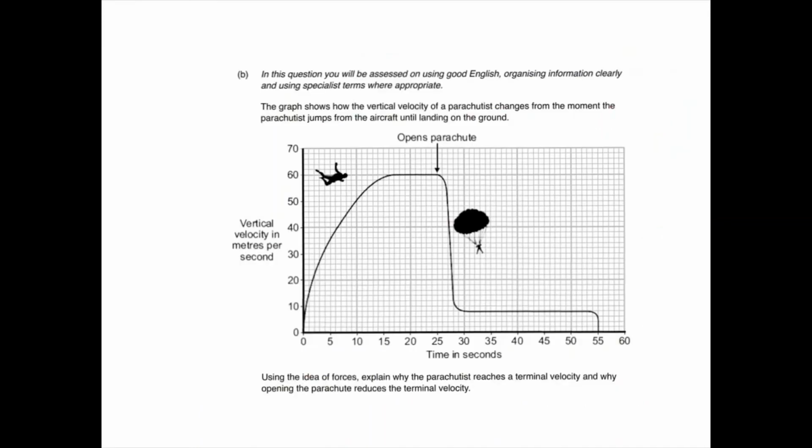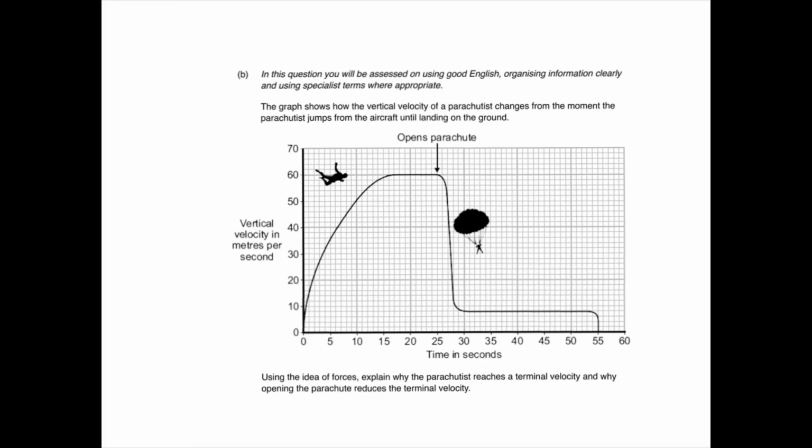Read this question carefully, study the graph, then pause to think about the shape of the graph. Notice that there are two terminal velocities, one at 60 meters per second and one at about 8 meters per second, and these need to be explained. To explain what's going on, we need to use, in this instance, Newton's laws.